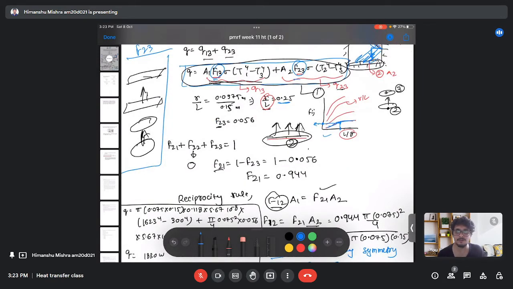So let's move to the different question. There we will look at how to find the different view factors in arbitrary geometry.